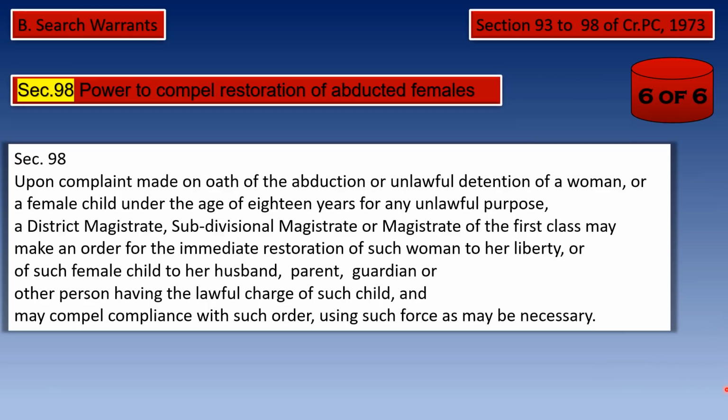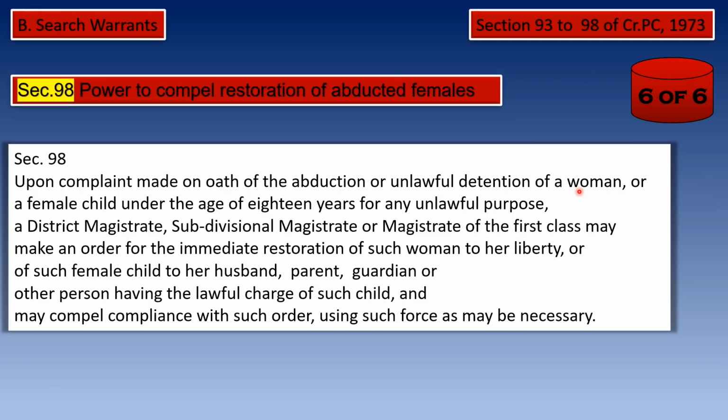Section 98 says that when a complaint is received by the court on an oath, means on a written application or an affidavit, that there is an abduction, which means a kidnapping of an adult person. Adult person over here is a female under this section, or the complaint says there is an unlawful detention, which means a woman has been forcefully kept in a house or a place or a thing.